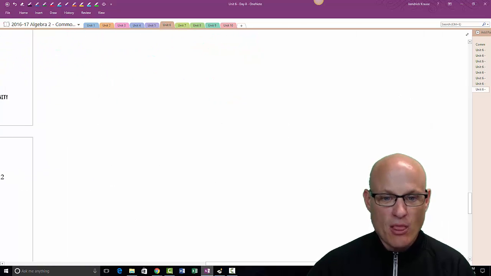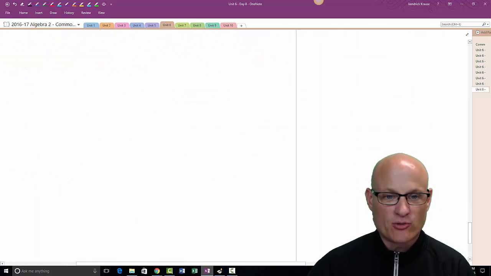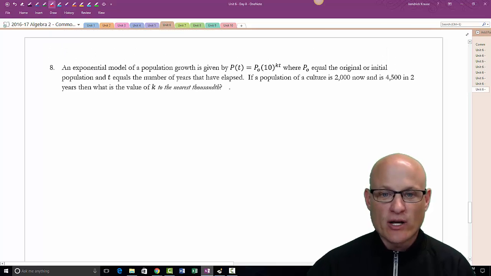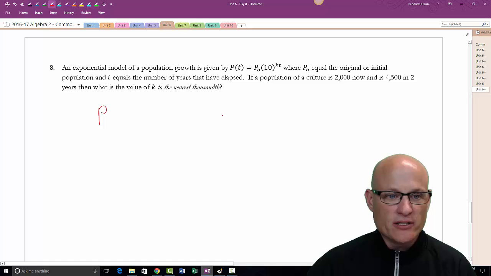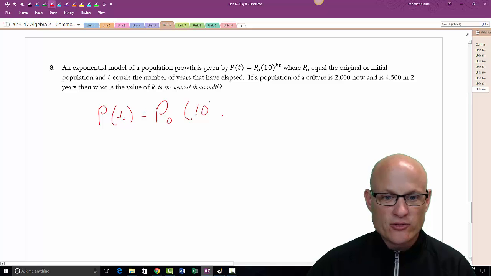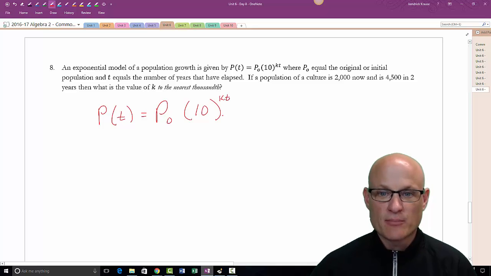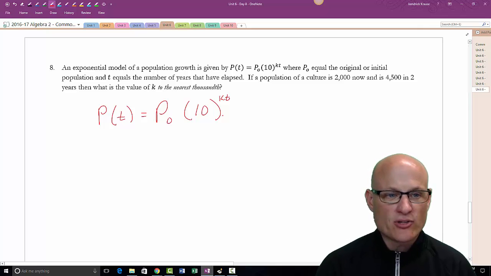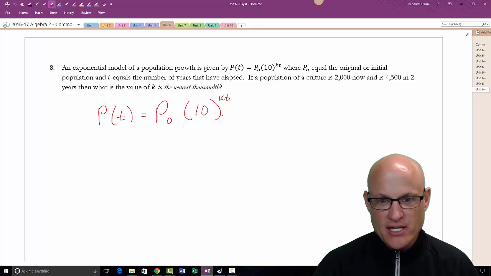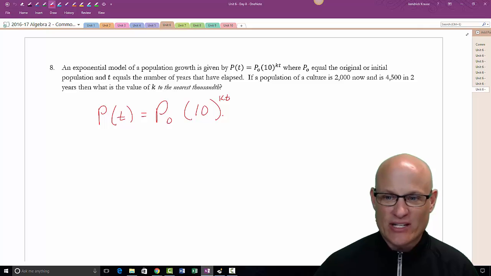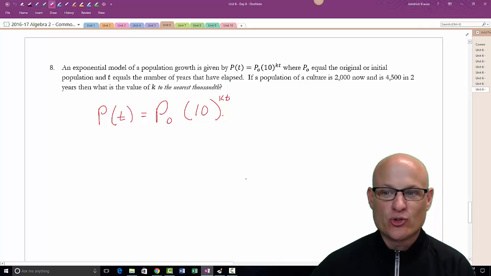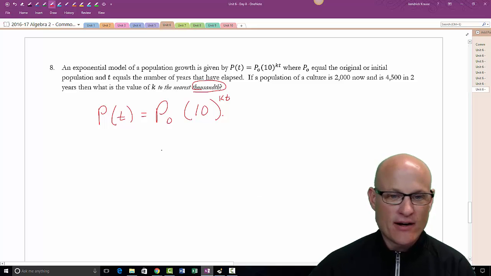An exponential model of population growth is given by this equation. Let me write it. P of t is equal to P0, that's the initial amount, times 10 to the kt, where P0 is the original or initial population and t is the number of years that has elapsed. If the population of the culture is 2,000 now and is 4,500 in 2 years, what is the value of k to the nearest thousandth? All right, see, we're going to end at 4,500.